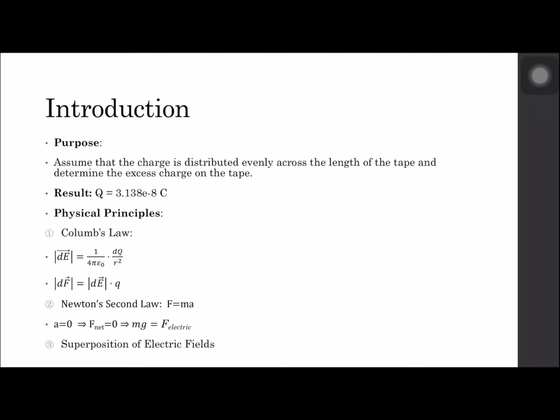Here we divide the tape into infinitesimally small portions and consider each portion has a charge dq. According to Coulomb's law, the electric field on each particle on the U-tape equals 1/4πε0 times dq over r squared, and the electric force on each of the particles is dE times q. And here q equals dq. And then according to Newton's second law, the net force on the U-tape is 0 since the U-tape is motionless. And from here we can get that the gravitational force is equal to the electric force on the U-tape.